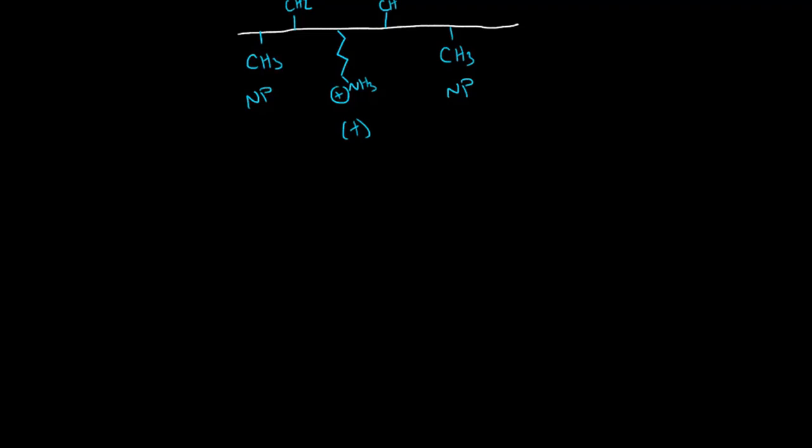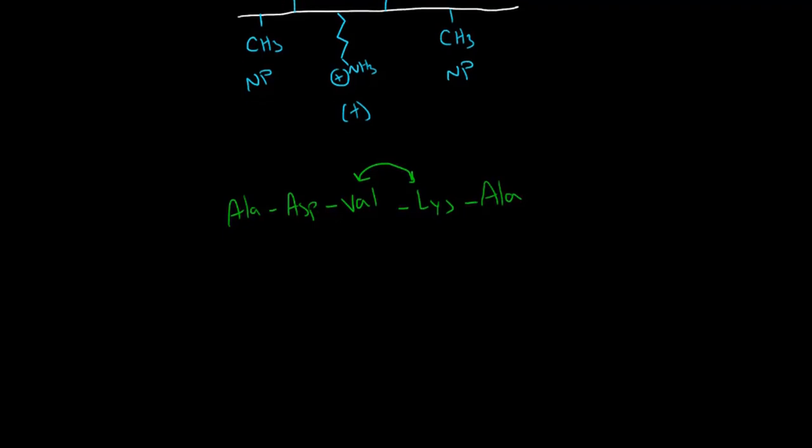So let's explore the polypeptide chain that has the order alanine, aspartic acid, valine, lysine, alanine. When we compare this to the previous one, all we see is a swapping of these two amino acid positions.